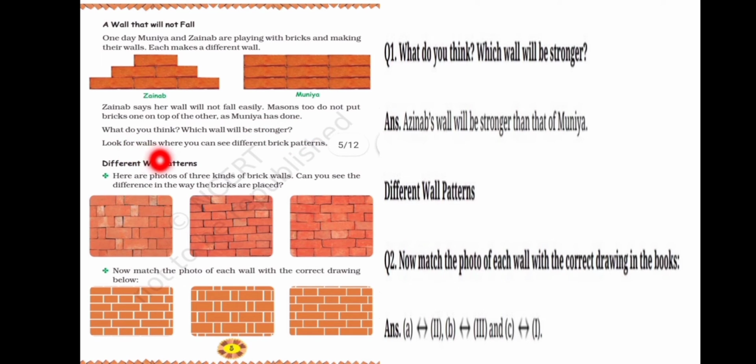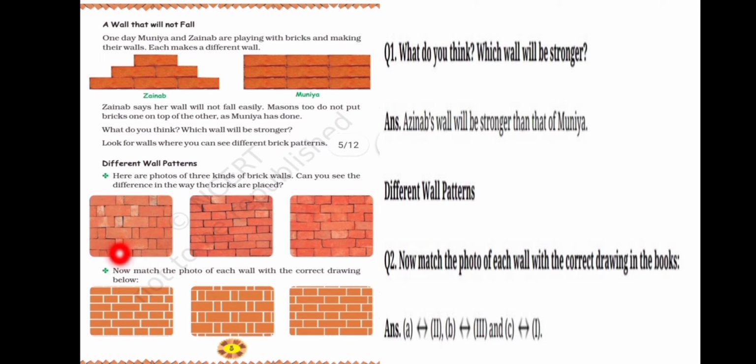Look for the walls where you can see different brick patterns. Here are different wall patterns. Here are photos of three kinds of brick walls. Can you see the difference in the way the bricks are placed? Yes, we can easily find that the bricks are placed differently in every pattern. Here, here and here, everywhere the bricks are placed differently.